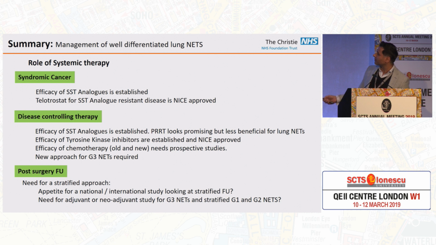So in summary, role of systemic chemotherapy: there is a definite role for somatostatin analogs, and telotristat is great for the syndromic patients. For disease control, there is good evidence for somatostatin analogs based on other cancers. PRRT is coming through. The tyrosine kinase inhibitors, we have supporting level 1, level 2 evidence for them. But where we are really lacking is efficacy of chemotherapy. And of course, we now need a new approach for grade 3 NETs.